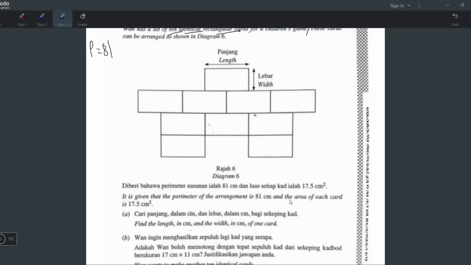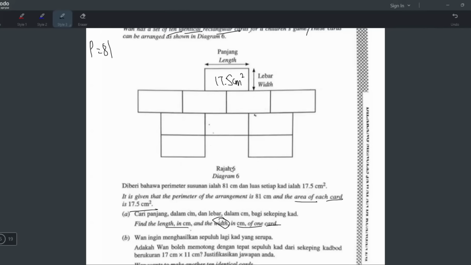Okay, what else? The area of each card is 17.5 cm square. So one card like that is 17.5 cm square. And there's 10 identical cards. Okay, so far so good. A, find the length in cm and the width in cm of one card.